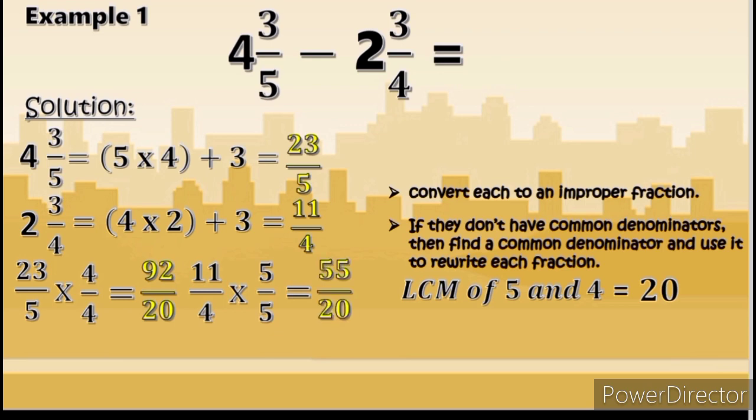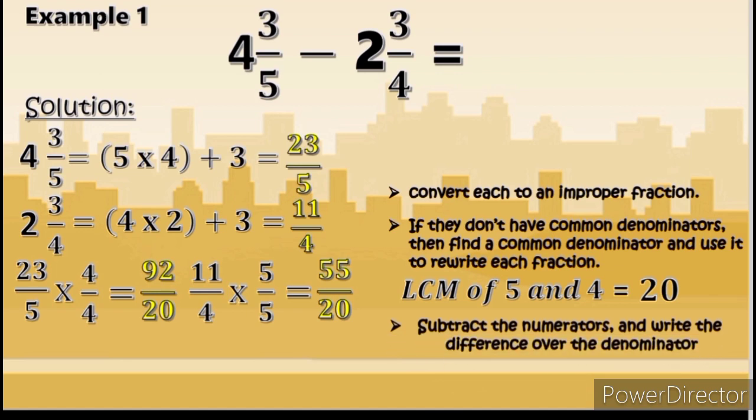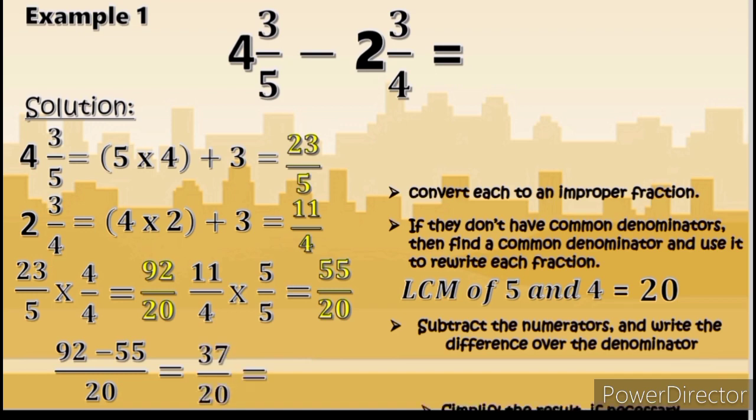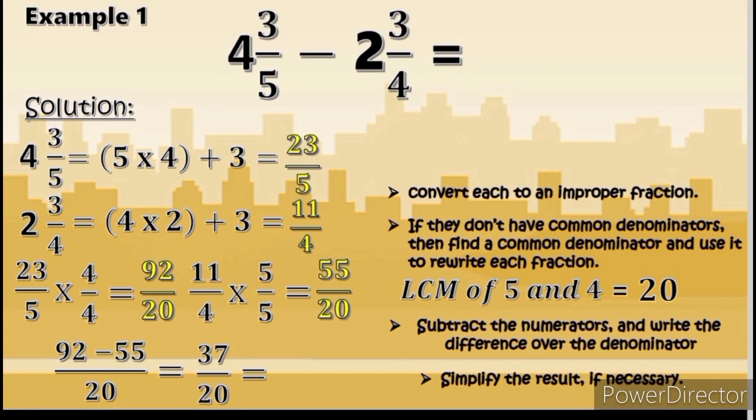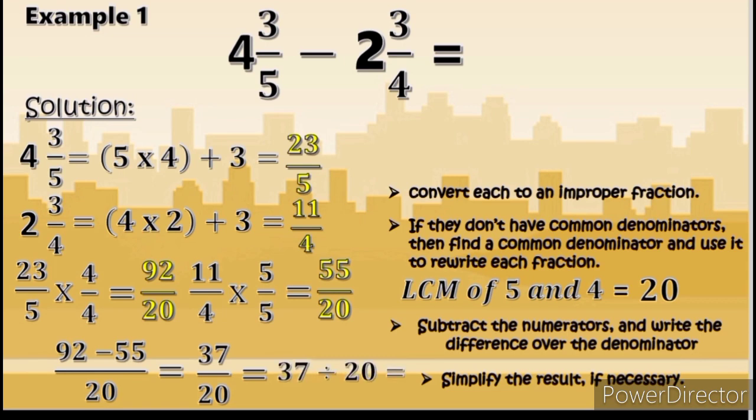Subtract the numerators and write the difference over the denominator. We have 92 minus 55 over 20 is equal to 37 over 20. Always simplify the result if necessary. 37 divided by 20, what will be our final answer? That is 1 and 17 over 20.